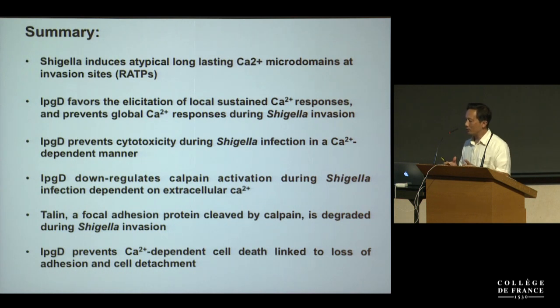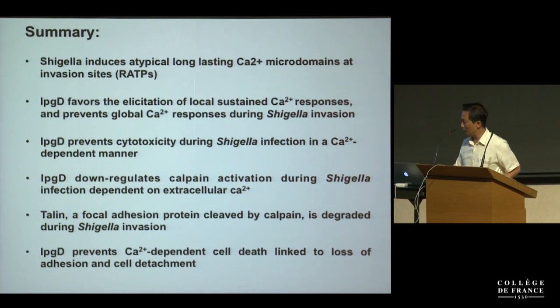And this is probably important because, and this is what we realize, we know that eventually the cell will die when infected with Shigella, but it makes a big difference whether it dies quickly or slowly. And this is probably very important for the bacteria to set up its program to disseminate from one cell to the other and to efficiently colonize the epithelium.